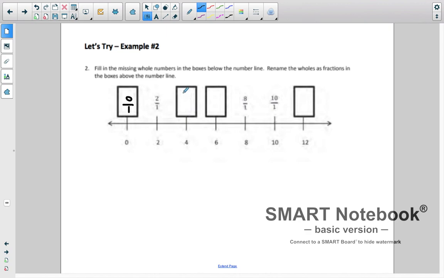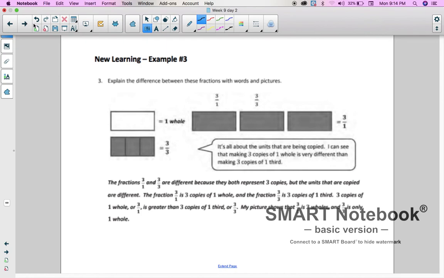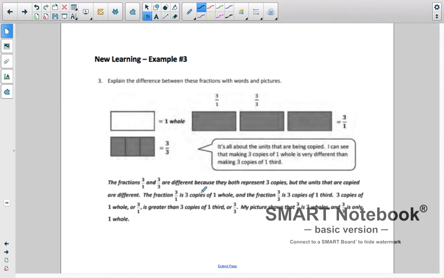What about 4? So 4 over 1 is going to equal 4. Remember, 4 over 1 equals the same thing as 4. They're at the same tally mark. What about 6? 6 over 1 is going to equal 6. What about 8? 8 over 1, they did that for us. 10 over 1 equals 10. Also did that. What about 12? 12 over 1 equals 12. Alright, good job.